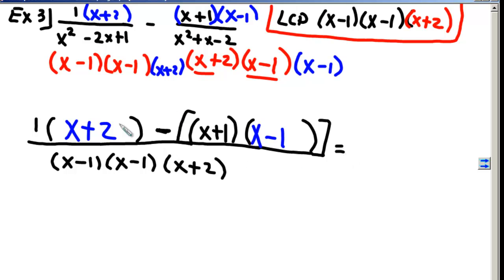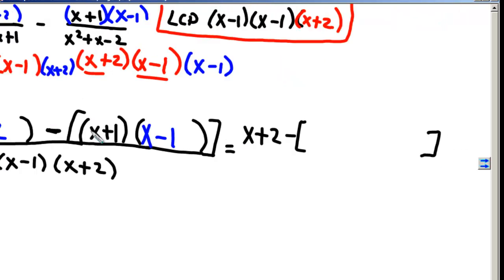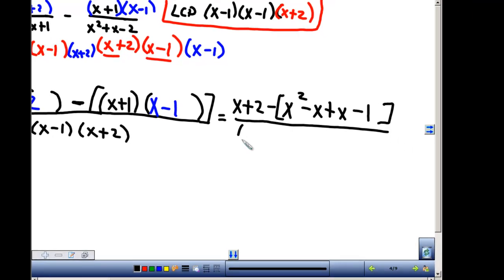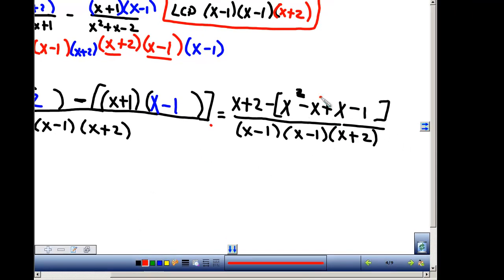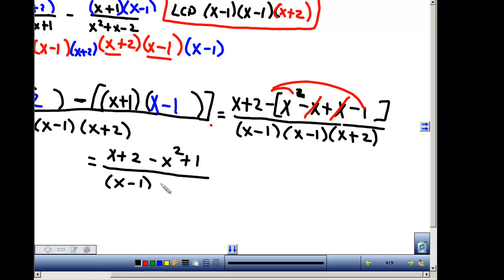Let's distribute and simplify. I have x plus 2 minus, and in parentheses here, we have x squared minus x plus x minus 1 all over our denominator. We want to make sure and simplify before we distribute, and inside this bracket the x's go away. That leaves x plus 2 minus x squared plus 1, because I'm distributing the negative sign, all over the denominator. Rewriting this expression, we get negative x squared plus x, and 2 and 1 will combine to make 3.